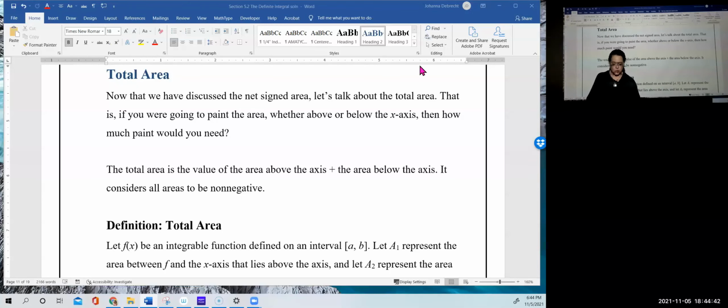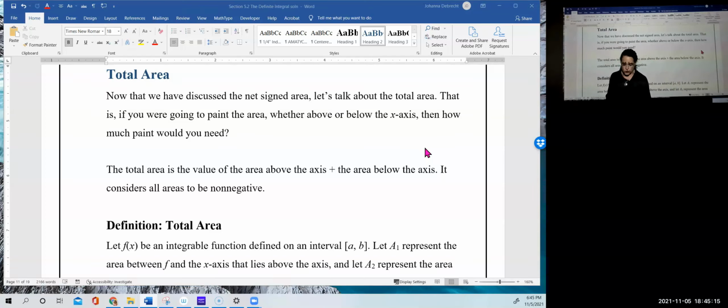Now let's talk about total area. Total area is different from net signed area. Net signed area means area above the axis is positive and area below the axis is negative. Total area looks at just total area. How much space would you need to paint? So how much paint do you need? It doesn't matter whether it's above the axis or below. In other words, it's looking at the absolute value of the area, and that's what it's computing.